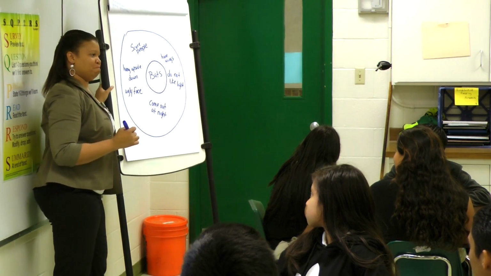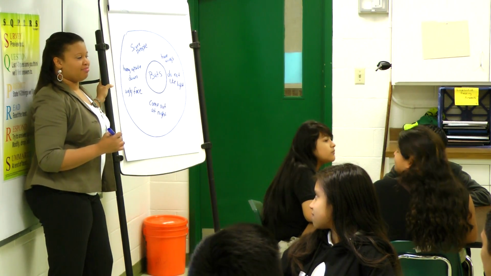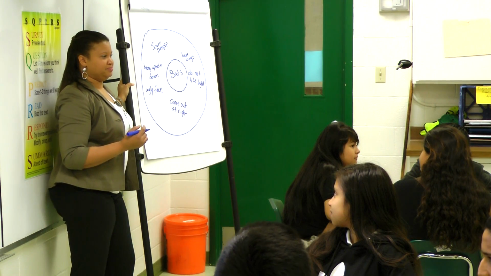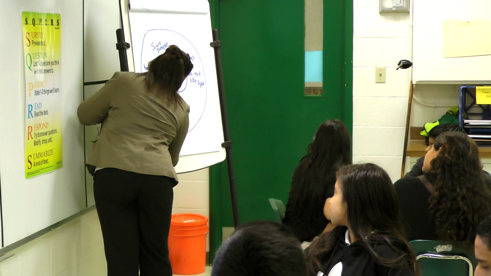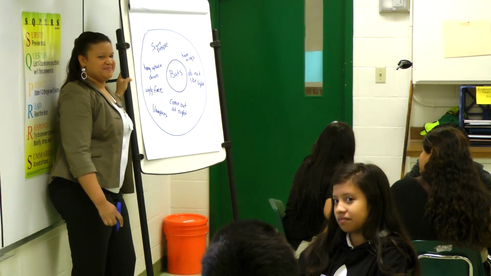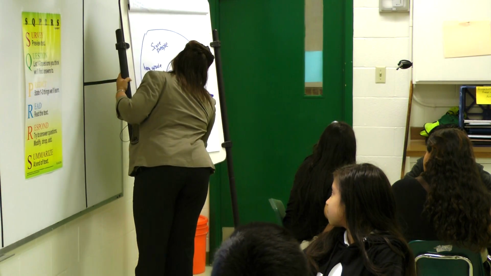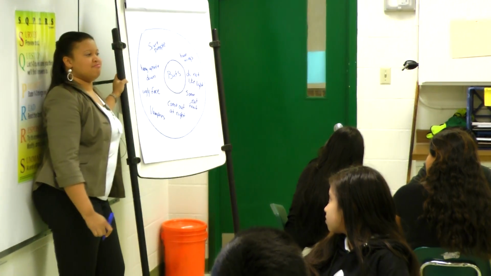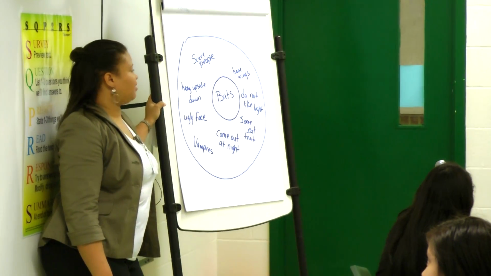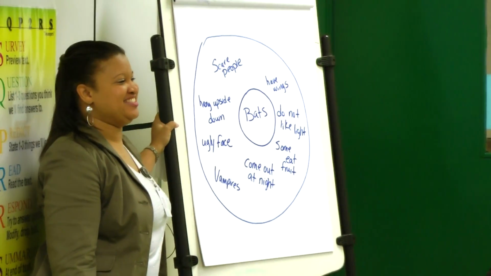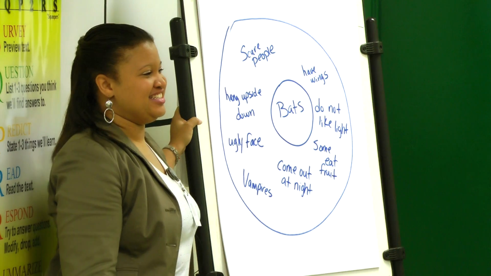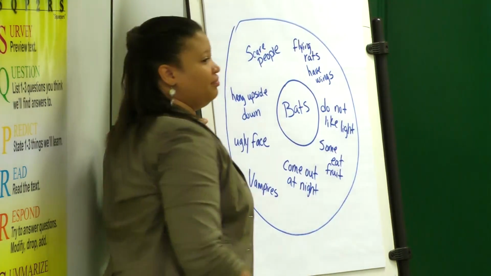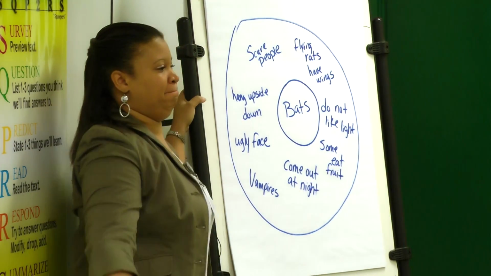Anyone else? What about movies that you've seen that you know about bats? Vampire. Okay, you think of vampires when you think of bats? Anything else? Some eat fruit. Some eat fruit. Very good. What else do they eat? What do they look like besides wings and the ugly face? They look like flying rats. You said they look like flying rats? Okay, so you say they look like flying rats, so they must what? They must fly. Okay.